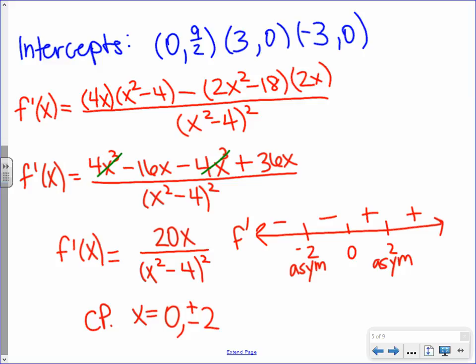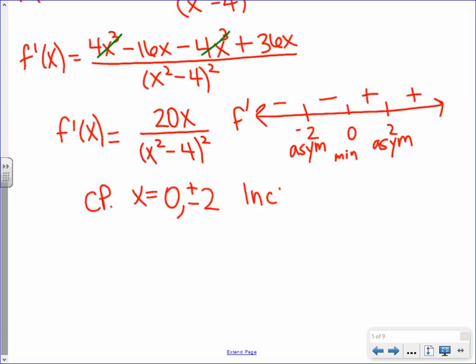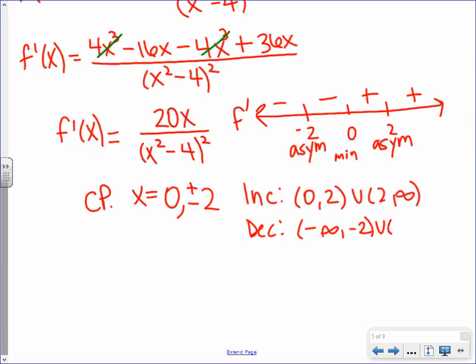Isaac, how many relative extrema do we have? Where? And what is it? We have a minimum. Okay. So we are increasing from 0 to 2 and 2 to infinity. Those are two separate intervals. We are decreasing from negative infinity to negative 2 and negative 2 to 0, two separate intervals. And we have a relative minimum at 0. We've already found that y coordinate. It's 9/2. Now we find the second derivative. Yes, yes, we do.